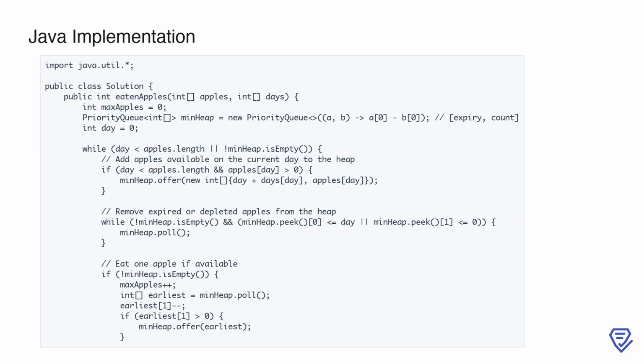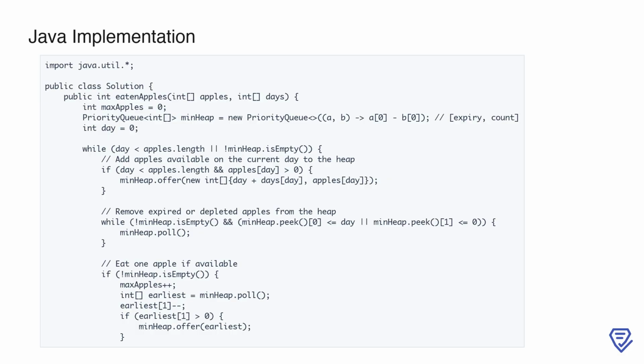Here, we begin by importing the necessary Java utilities, including the priority queue class. The method eatenApples takes two arrays as input, apples, which indicates how many apples are available each day, and days, which specifies how many days these apples will last. We initialize maxApples to keep track of the total number of apples eaten and create a min-heap priority queue to manage the apples, where each entry is an array containing the expiry day and the remaining count of apples. The priority queue is sorted based on the expiry day, ensuring that the apples expiring soonest are prioritized.